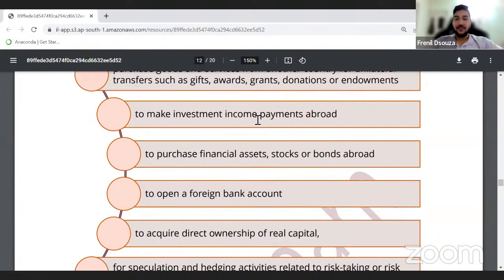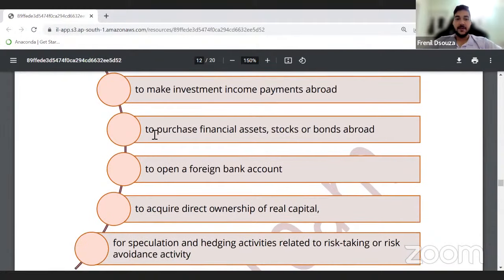Next, to make investment income payments abroad, like somebody has put money into your business, a foreign investor. Now we are paying him. While you are paying him, you can't pay in rupee, you have to pay in his currency. It's going to be dollar or whatever. Next, to purchase financial assets, stock or bonds, you want to purchase Apple stocks, right? Your Apple shares, Facebook shares, you have to buy that in foreign currency.